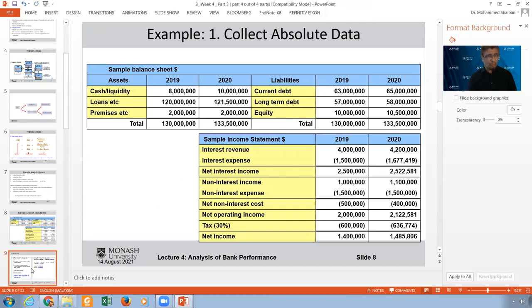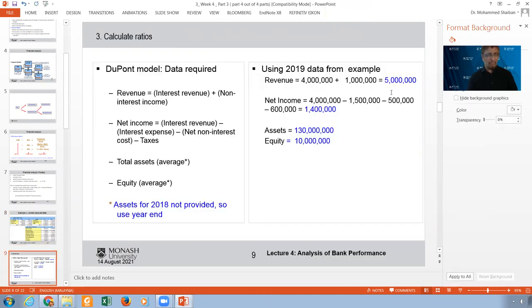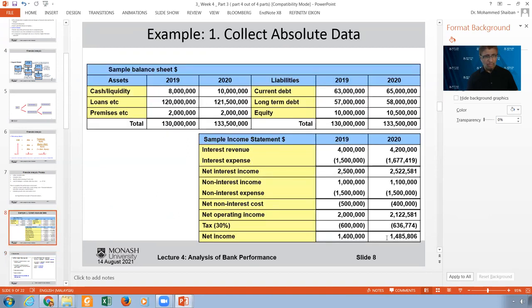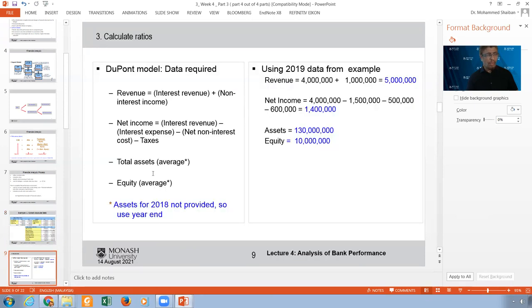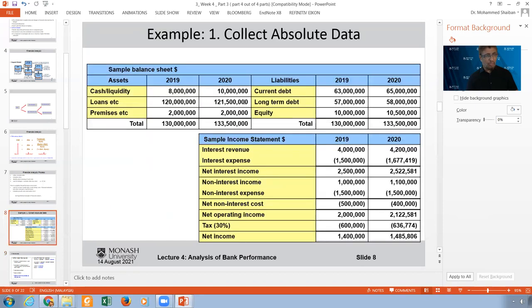If you calculate for 2019, it's a very straightforward calculation, very straightforward numbers. We can calculate the net income, which is this one. It's just the bottom line. This is the net income for the 2 years. It's just reflected here. Total assets, we take the average of 2 years. And this is what we do in banking. Equity, we took the average. But the problem in this example, I have only 2 years, 2019.